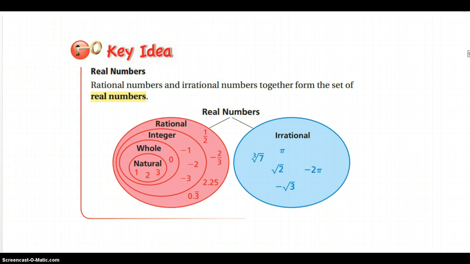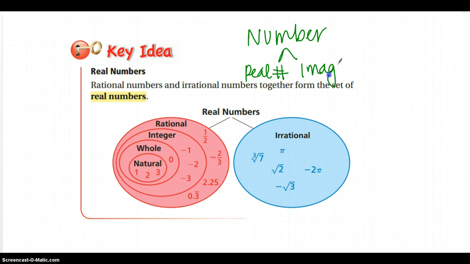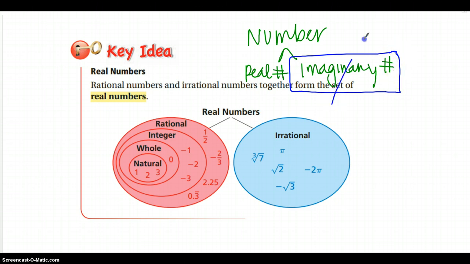All right, so our key ideas. This is the number system as a whole. So every number is a number, obviously. Then we have real numbers and imaginary numbers. Imaginary numbers you are not going to worry about in middle school. This is an Algebra 2 concept, a pre-calculus concept, and we are not going to worry about it in here. But we are going to worry about real numbers.